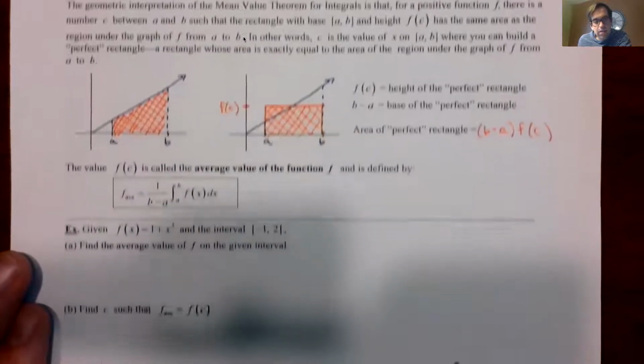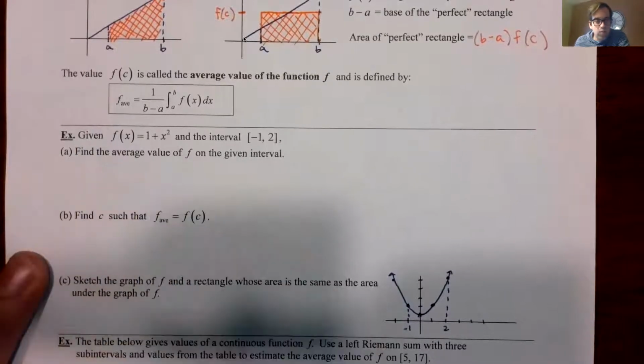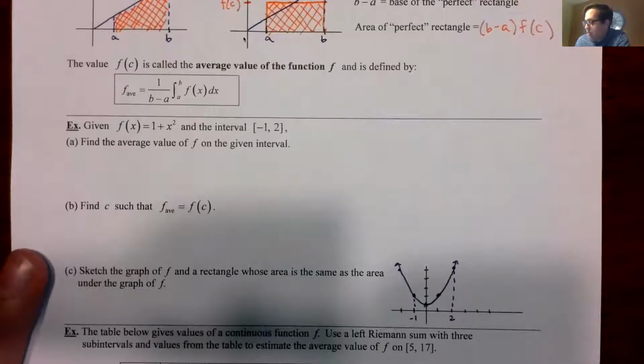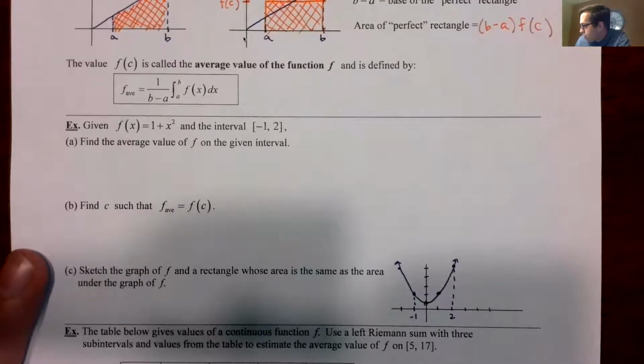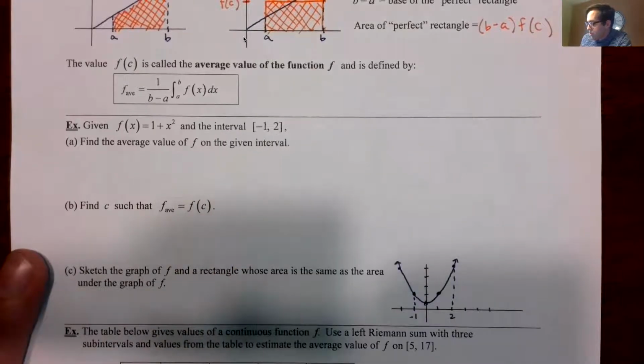Okay, so let's try to apply that formula in this first question here. We were given f of x equals 1 plus x squared and the interval -1 to 2. We wanted to find the average value. Just think that a is -1 and b is 2. And we're going to use this formula.